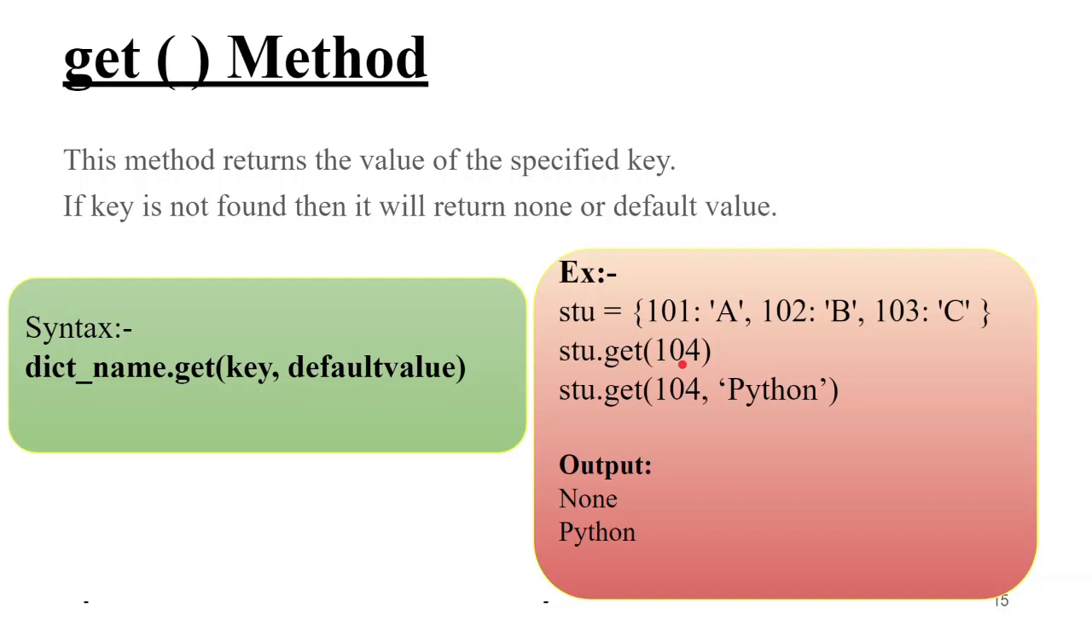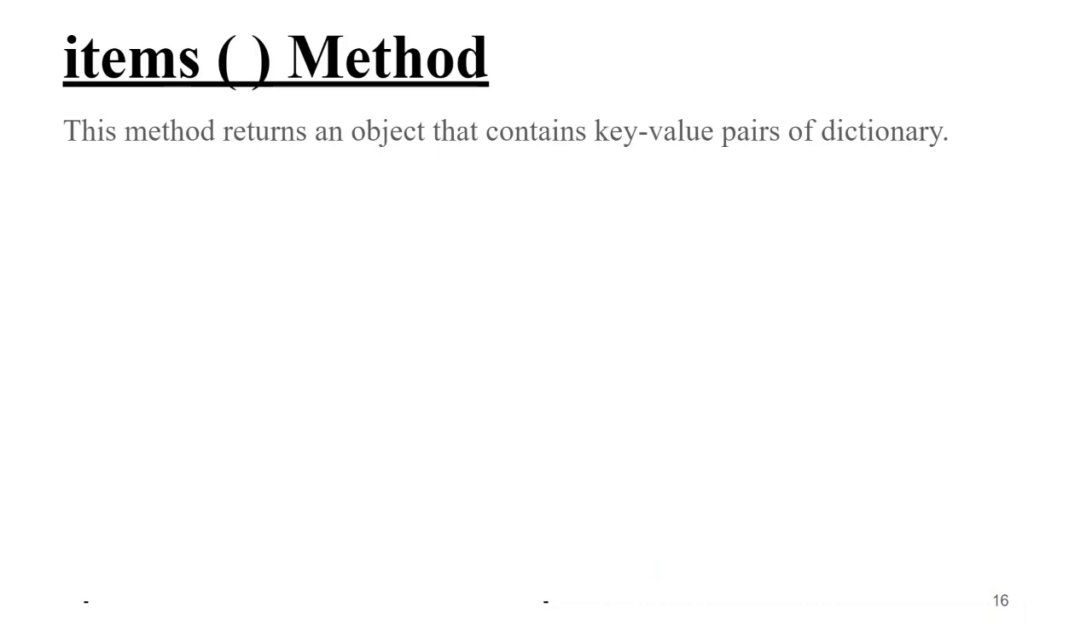Since the 104 key is not present in the dictionary, it just returns None. But if you specify a default value for that key, it returns the default value. And then we have an items method, and this items method returns a list of tuples containing the key value pairs in the dictionary.